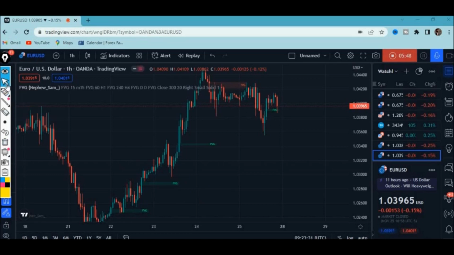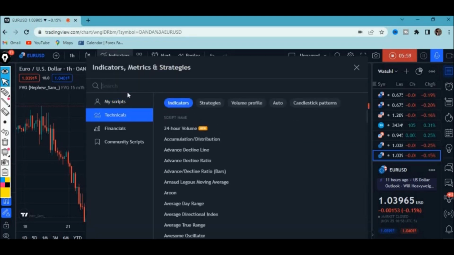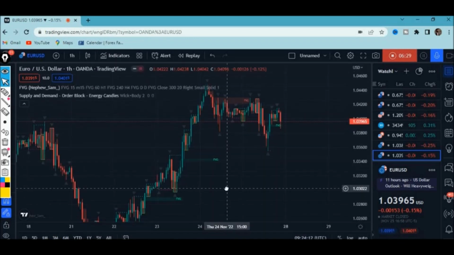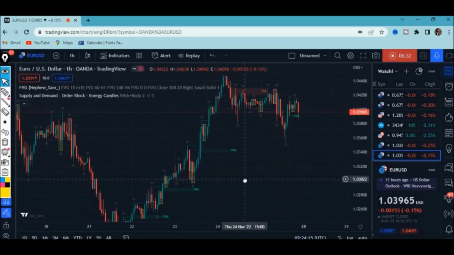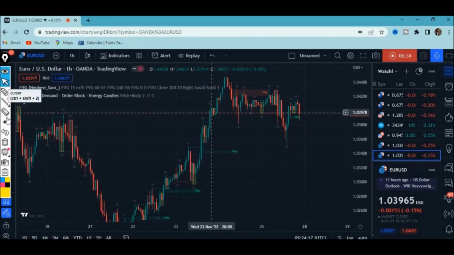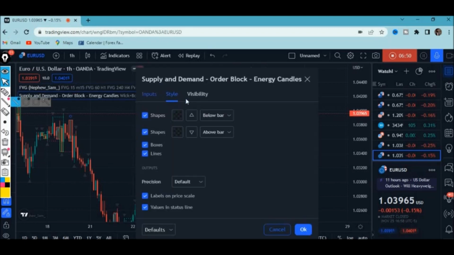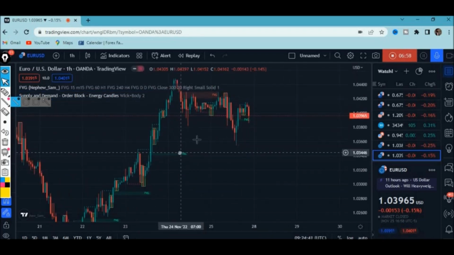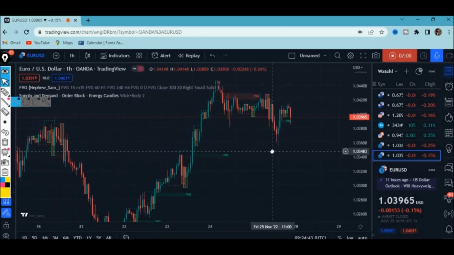I will show you the strategy we're going to use. So just going to click on the indicators tab again, type supply and demand. We're going to use this one which has even the order blocks and the energy candles. So just going to click on it. This is how it appears right on our chart, and basically I don't need these arrows on my chart. Click on settings. Once you click on settings, you're just going to deactivate the shapes option, then click on OK. So once you click on OK, this is what we really have right on our chart.